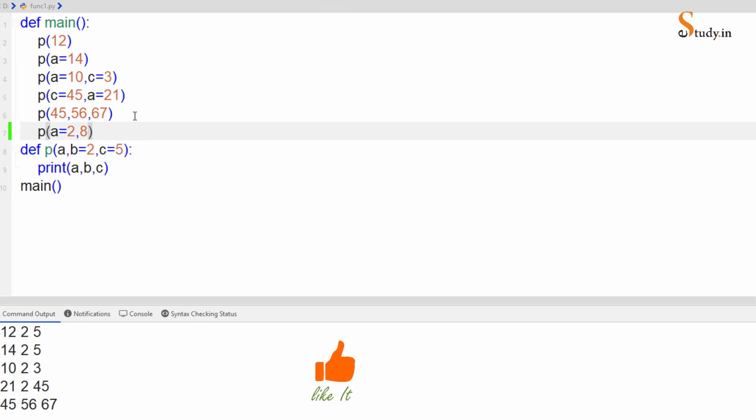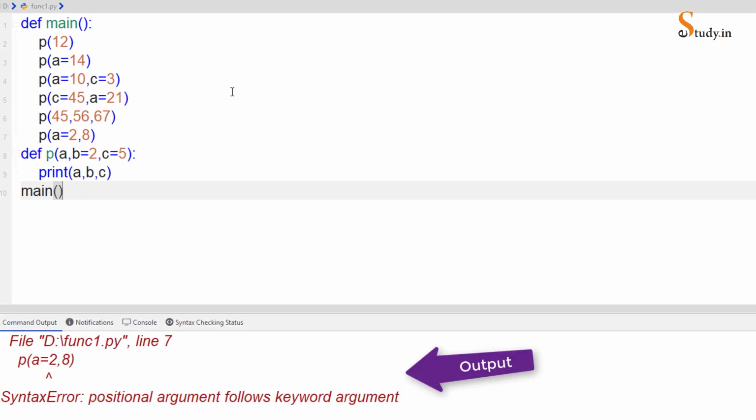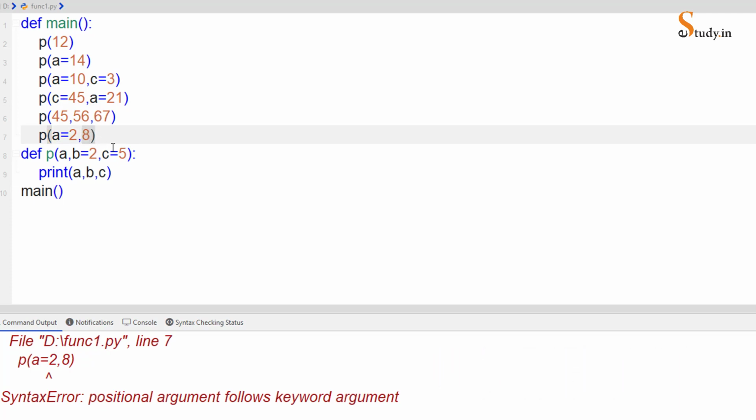Okay, so a is equal to 2 and 8. Now we have a keyword argument before the positional argument. When we run it, it gives us an error that a positional argument follows the keyword argument. Here, this is the positional argument. So we need to remember that keyword arguments must follow the positional arguments. So this is something about keyword arguments.